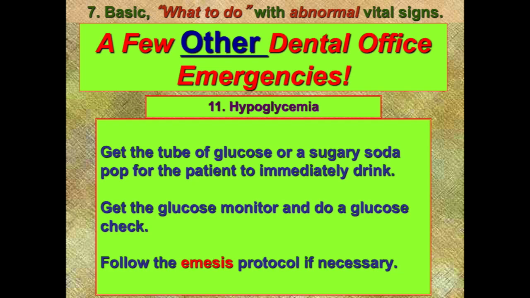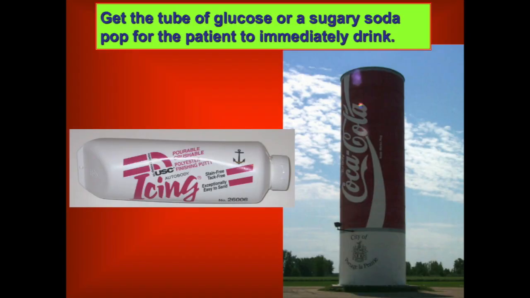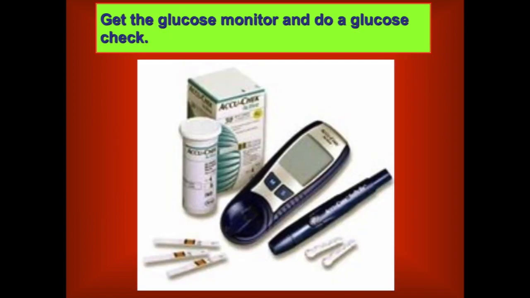So the way that we treat it is rapidly by giving them a sugary soda pop, a tube of glucose, which could also be cake frosting. Check their glucose with your glucose monitor, and then follow the emesis protocol. We also have in your IV kit a vial of D50 that you can add to their IV solution. Not everybody has that though, but you should have D50 there. So there we are with the cake icing and the soda pop, glucose monitor.